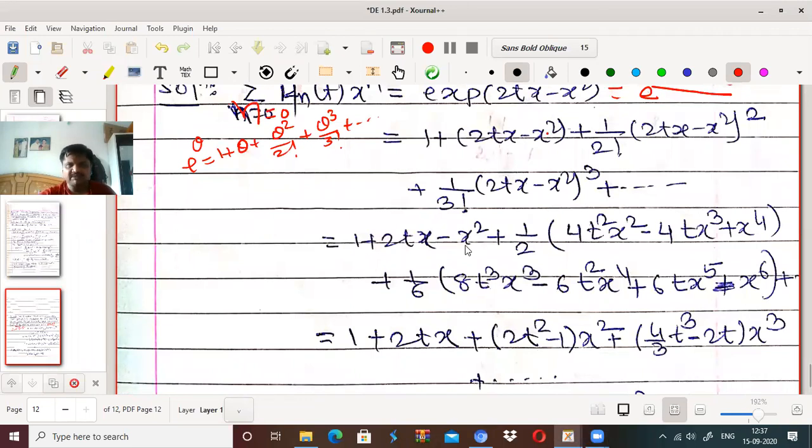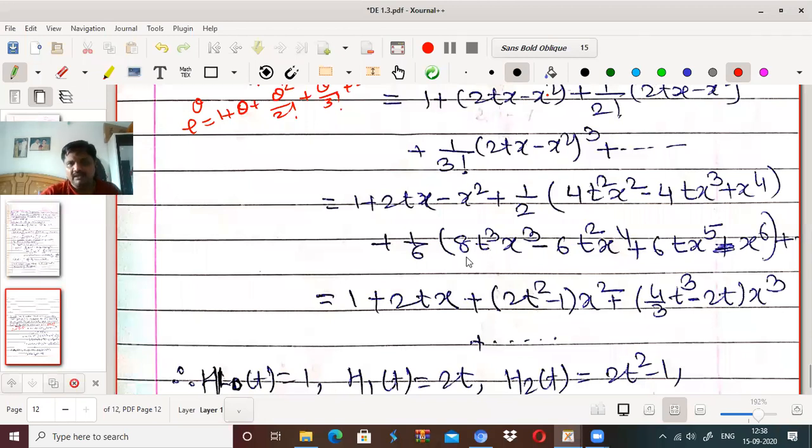Now 1 plus 2tx minus x square as it is, plus 1 by 2 factorial means 1 by 2 only. Now what about a minus b square? You have used just a minus b square, a square minus 2ab plus b square. So a square means (2tx) square, that is 4t square x square, minus 2 into 2tx into x square, that is minus 4 into t into x cube, and plus b square, x to the power 4. Plus 1 upon 3 factorial means 1 upon 6 into 8t cube x cube.